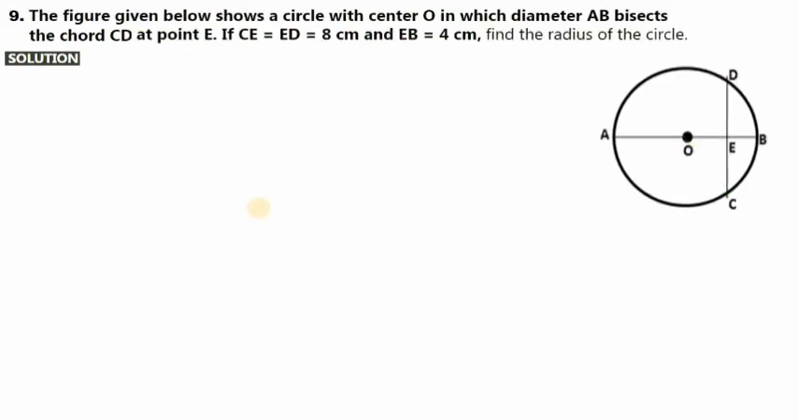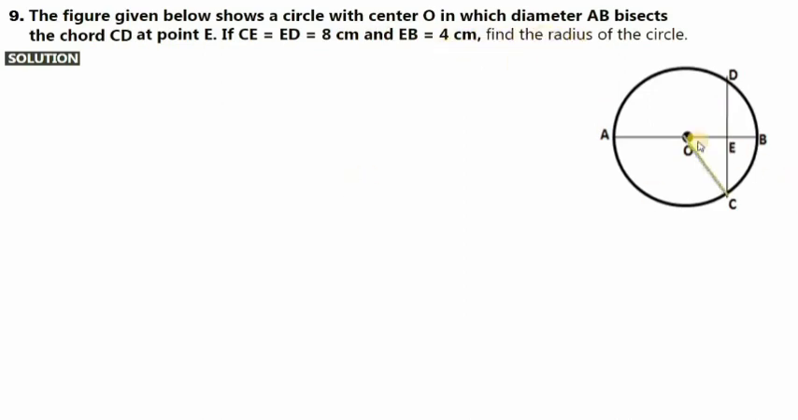So let's see the next question. Question number 9 says, in the figure given below, this is a circle with center O, in which diameter AB bisects the chord CD at point E. Now CE equals ED. Obviously, if CD is bisected at E, then CE and ED both of them will be equal, and it is given to be 8 centimeter. Also, EB is given to be 4 centimeter. You need to find the radius of the circle.